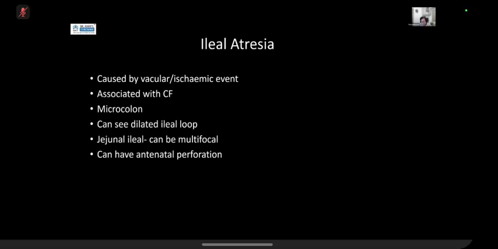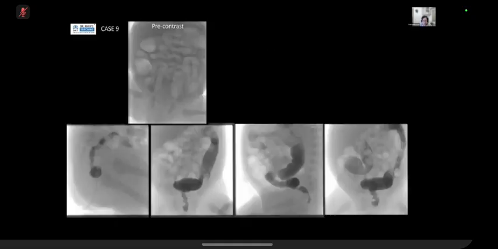And similar to meconium ileus, you're also at risk of perforation and meconium peritonitis, with similar signs as you saw earlier. We've got peritoneal calcifications and pseudocysts. Okay, so the good thing is that when you do an ultrasound, or sometimes when you do an ultrasound, you can see a dilated ileal loop, which can help you with the differentials, or you can just get multiple distended fluid-filled bowel loops. And as I said earlier, it can be multifocal, and you can have antenatal perforation. Okay, next case.